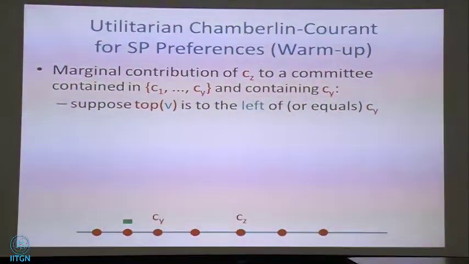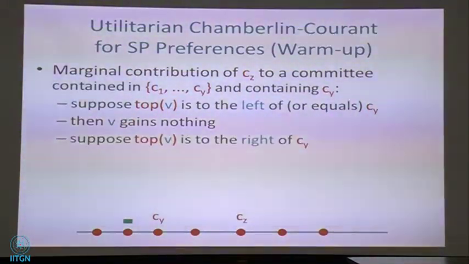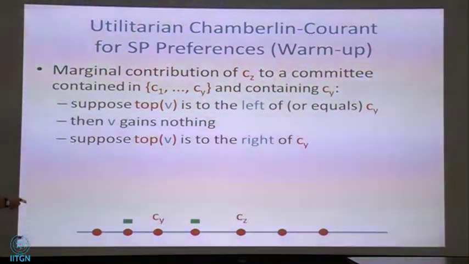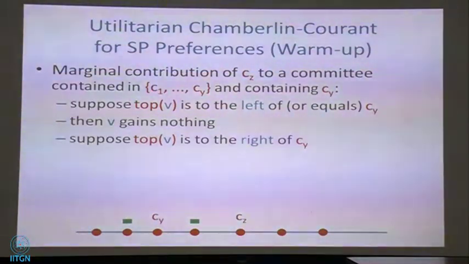I also have voters whose top choice is to the right of Cy. It can be between Cy and CZ, or it can be beyond CZ. I don't care, because in both cases here's what I can say. Let me focus on this case first. I have a voter whose top choice is here. What can we say about the identity of his most preferred committee member? Whom does he like best in the committee? We don't know for sure, but we can cut it down to two possibilities, either CZ or Cy.